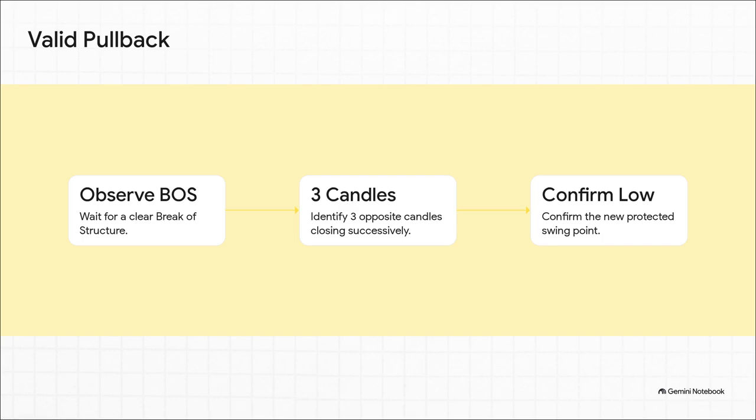First things first, you wait for a clear break of structure. Next, you absolutely must see 3 consecutive opposite candles closing successively. For example, if you're looking for a pullback in a bullish trend, you need 3 bearish candles closing lower and lower. Only then is that swing low actually confirmed and protected. Anything less than 3, it's just a fake pullback. It's a trap waiting to happen, so don't fall for it.